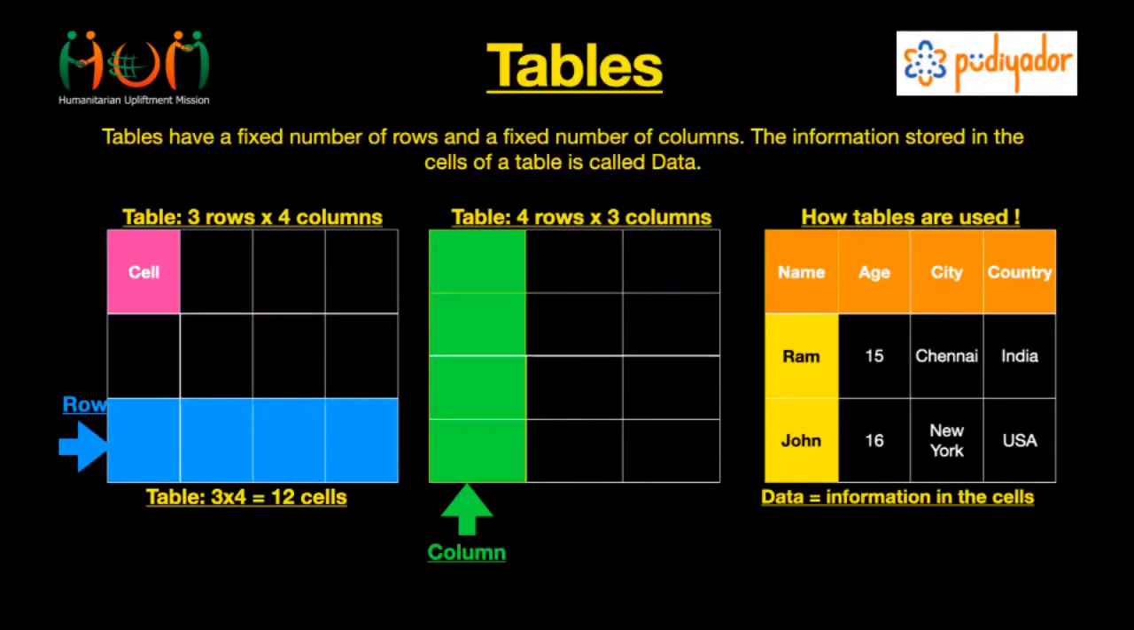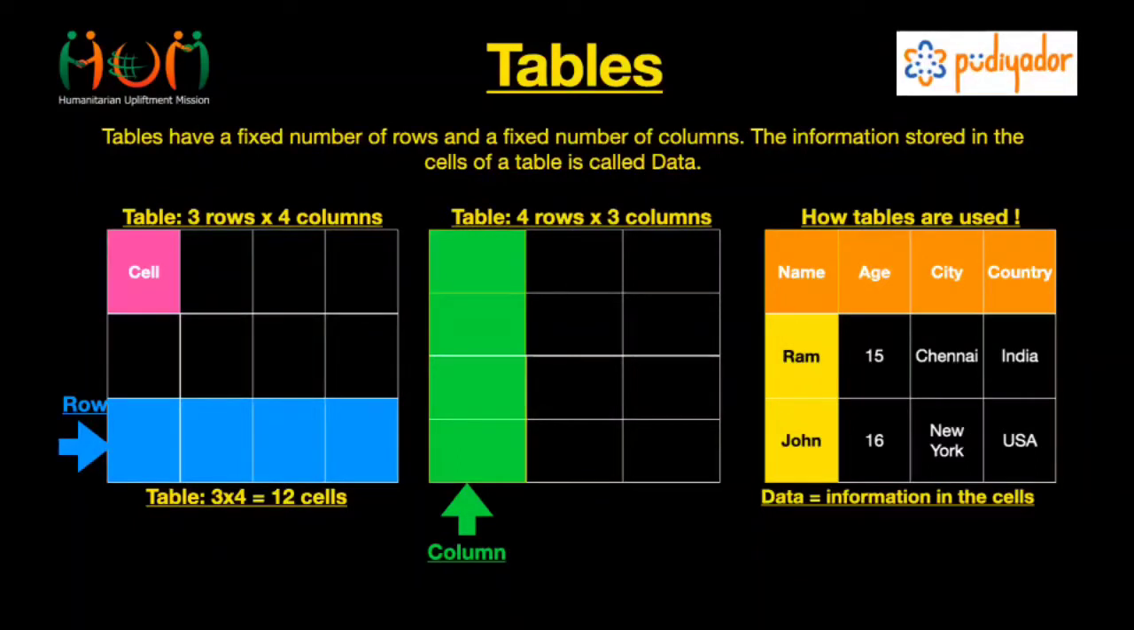So now you're seeing the third table is an example of how you use tables, right? This is a table of people. Ram and John are example names here. It's a table of people with their names, their age, the city they live in, and the country they live in, right? So this is one way to use tables.